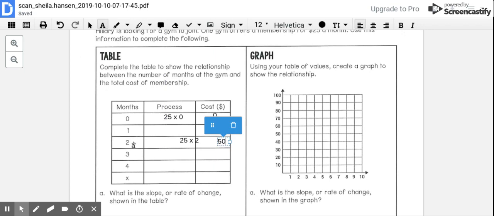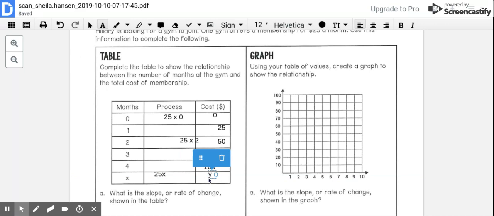And you should keep going all the way down. The last one would be 100. Okay, you can fill those in. And then if the number of months is X, so we don't know it, it's just any number of months, the process would be the constant times X, and that would get you your Y, whatever your cost is.